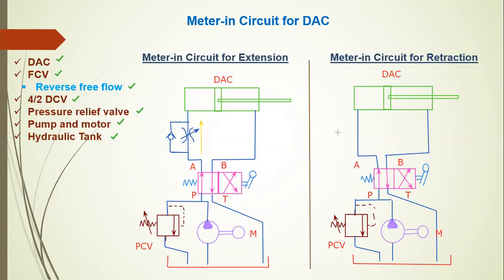Here is the complete drawing of the meter in circuit for extension. On the same side, for the retraction meter in circuit, we give one FCV on the outside, meaning the oil is returned from this side, so we draw the FCV on the retraction side or outside.